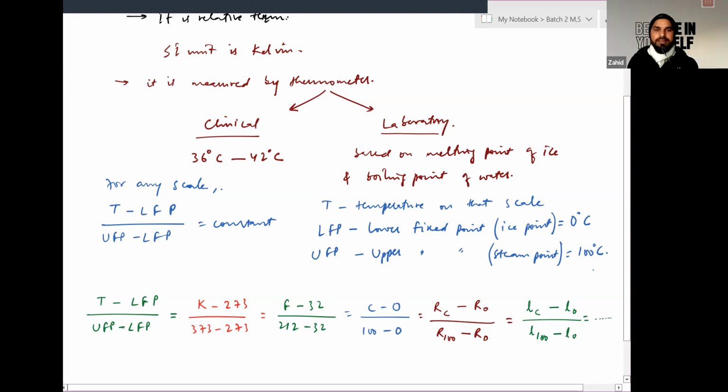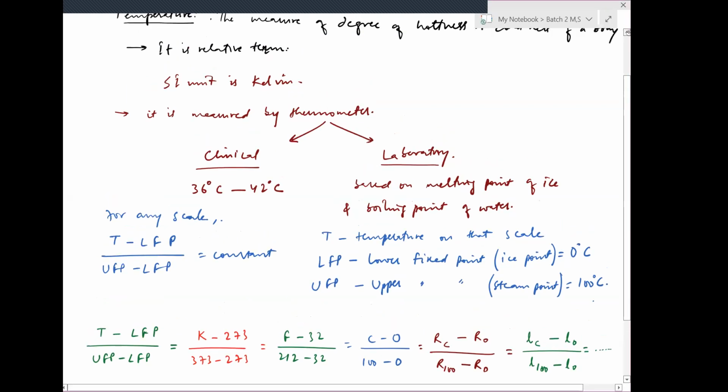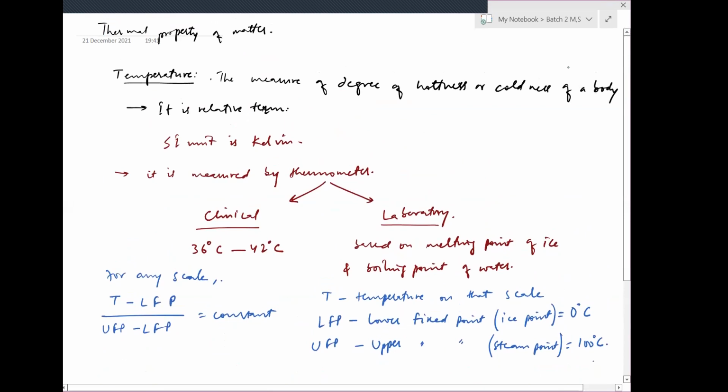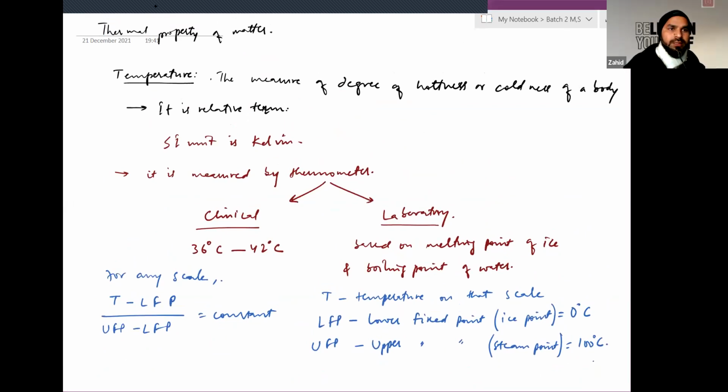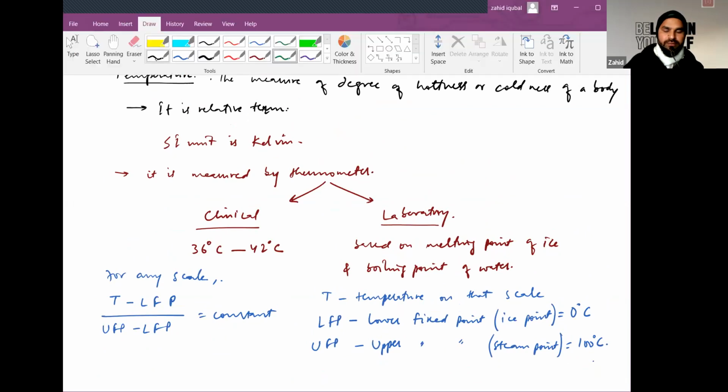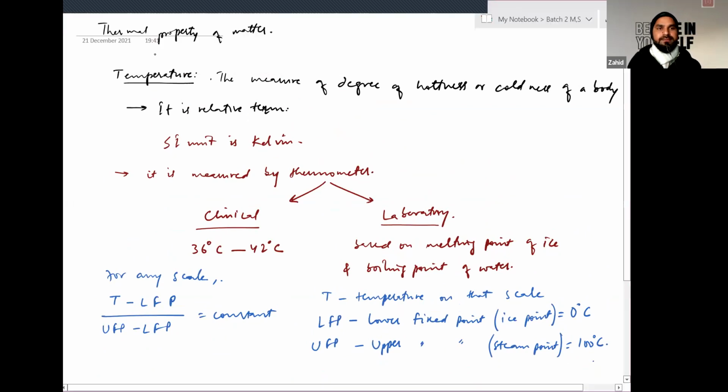Samaira, is it clear, or do you have any doubt to this part? No, sir, no doubt. Okay, just write it down. Then I'm defining you how to calculate temperature from one term to another term.